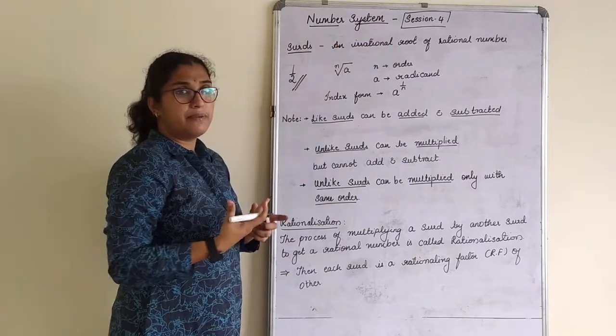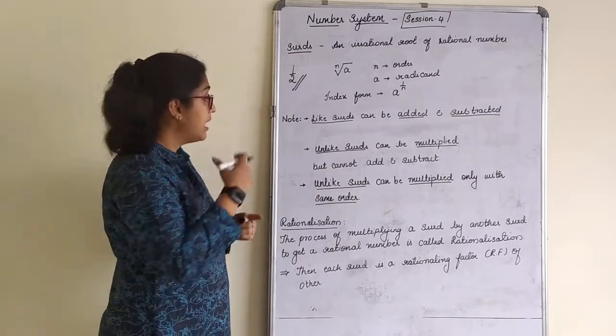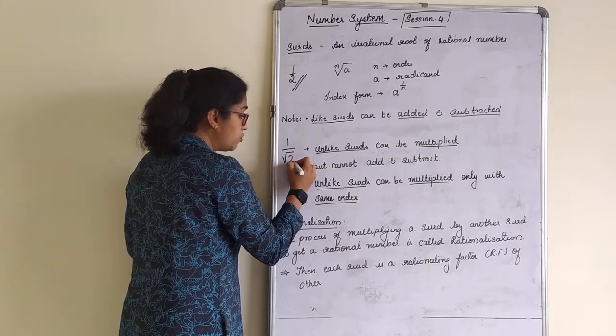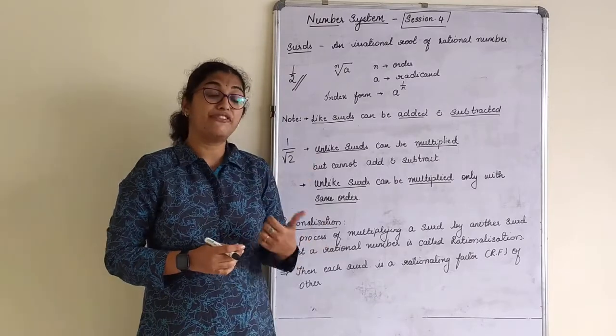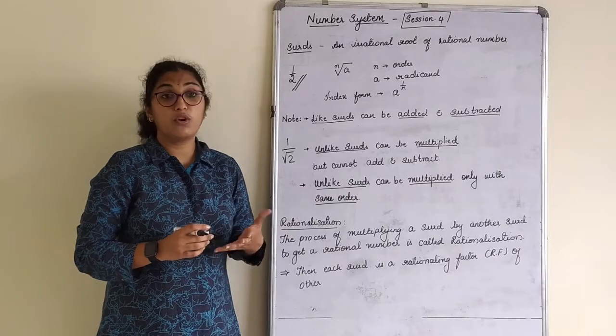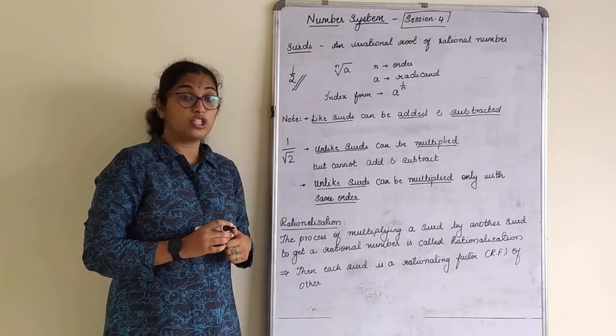I have done some simplification and I have got the answer as 1 by 2. I keep it as this. After some simplification, I get the answer as square root 2. I cannot keep the fraction's denominator as a surd. Then what should we do? We actually rationalize this. How do we rationalize?